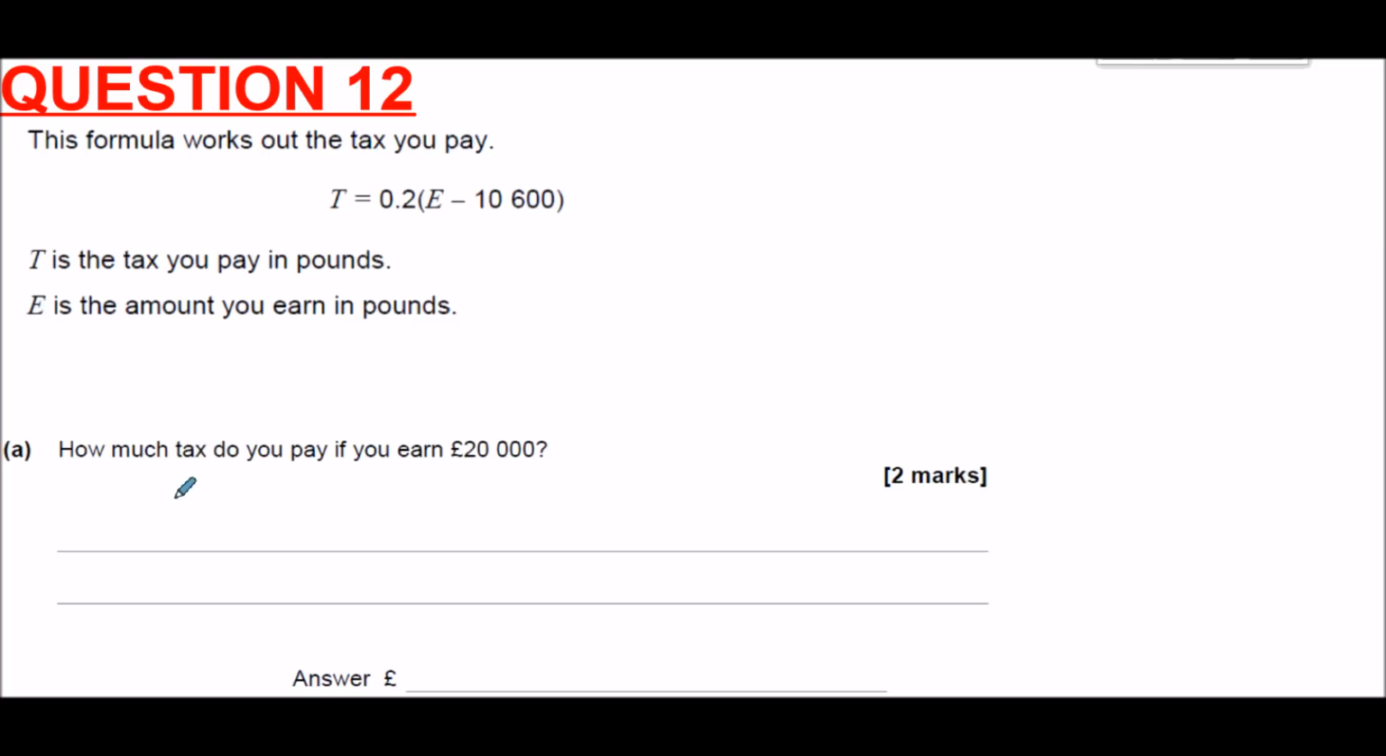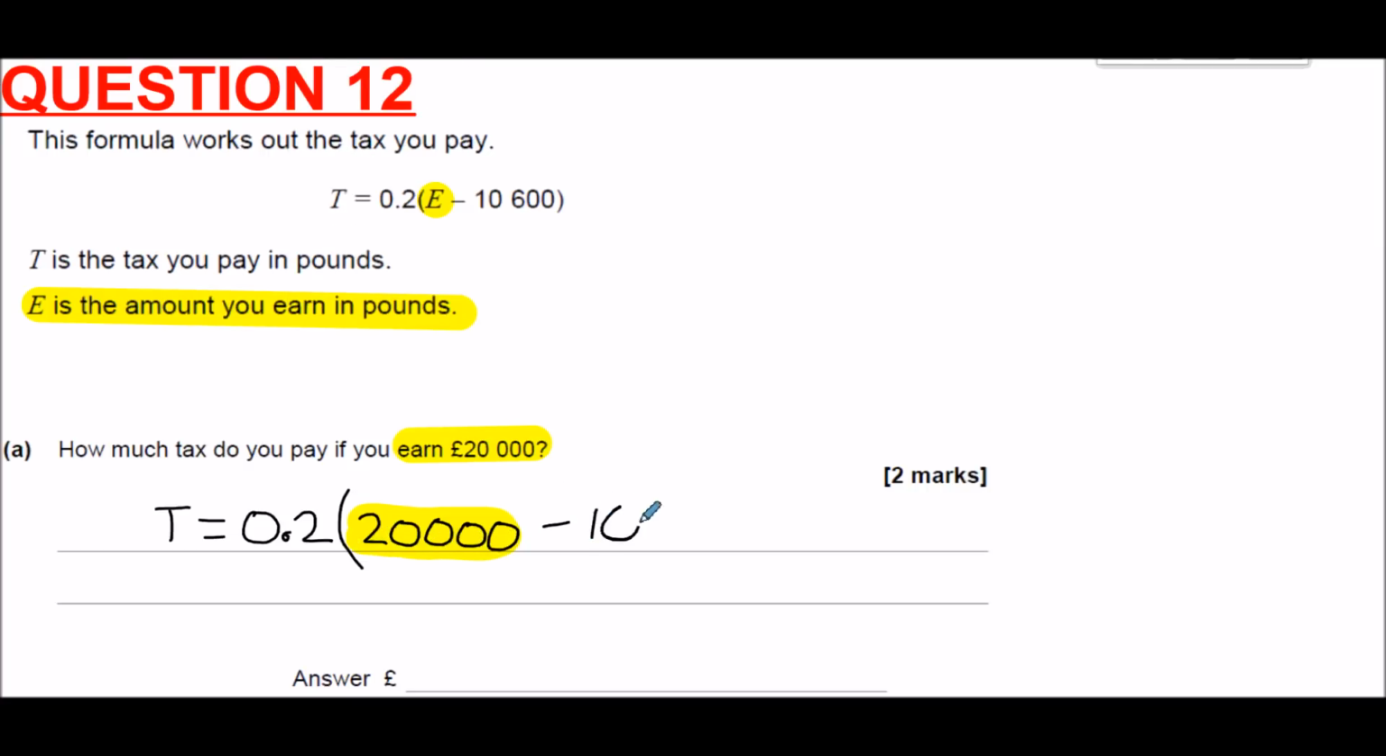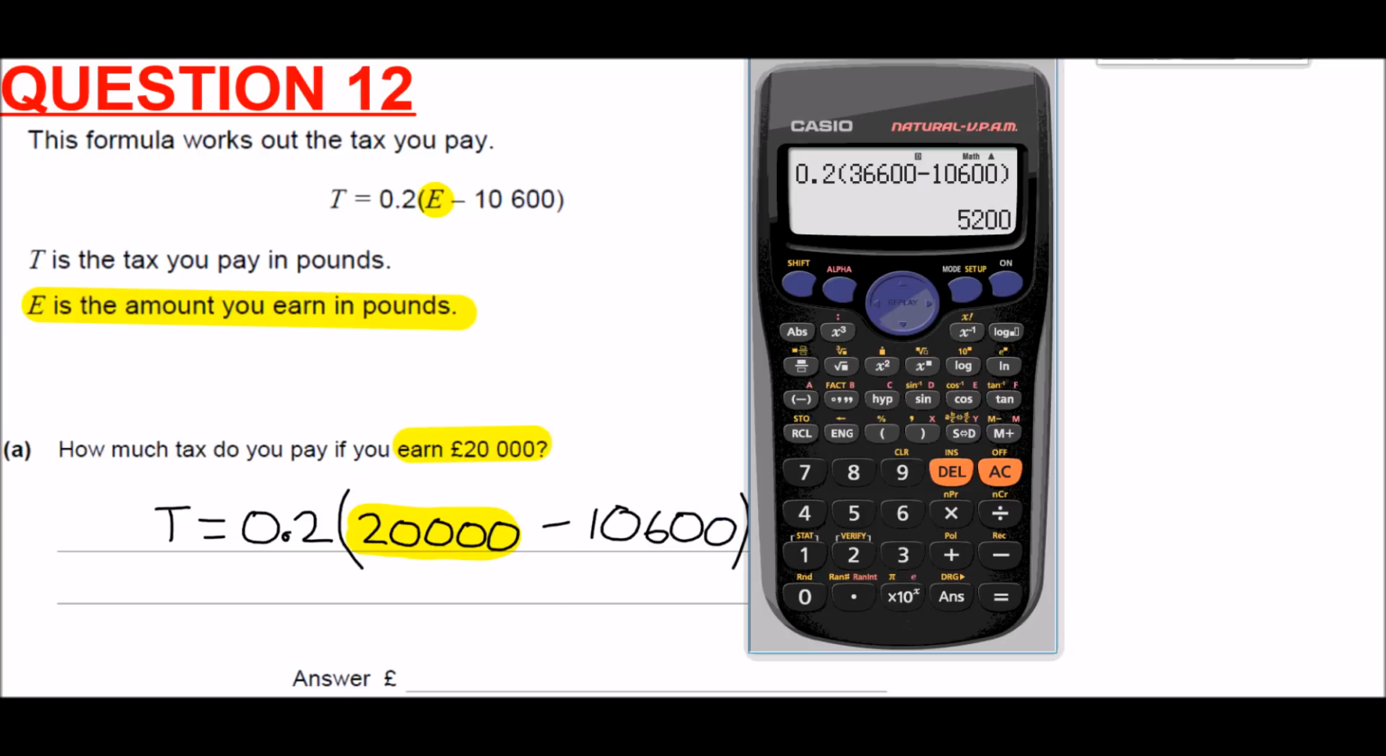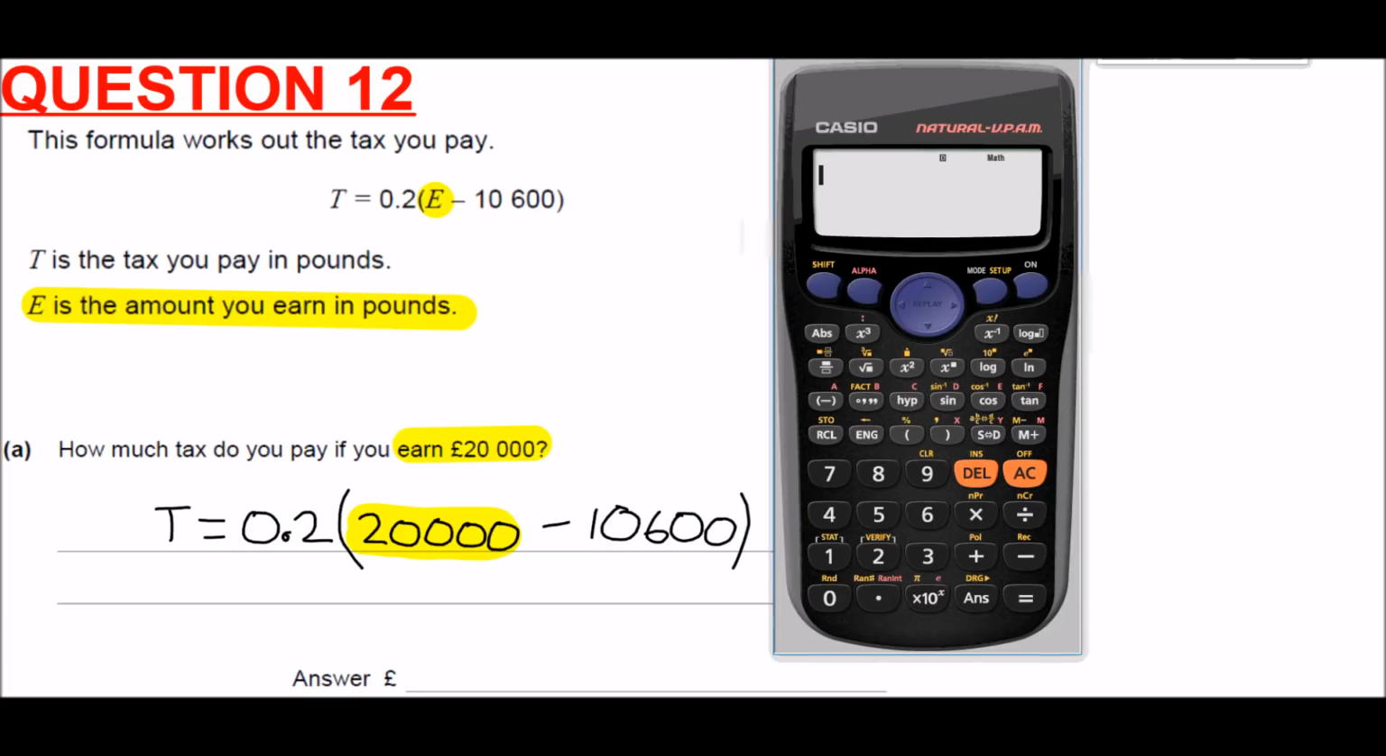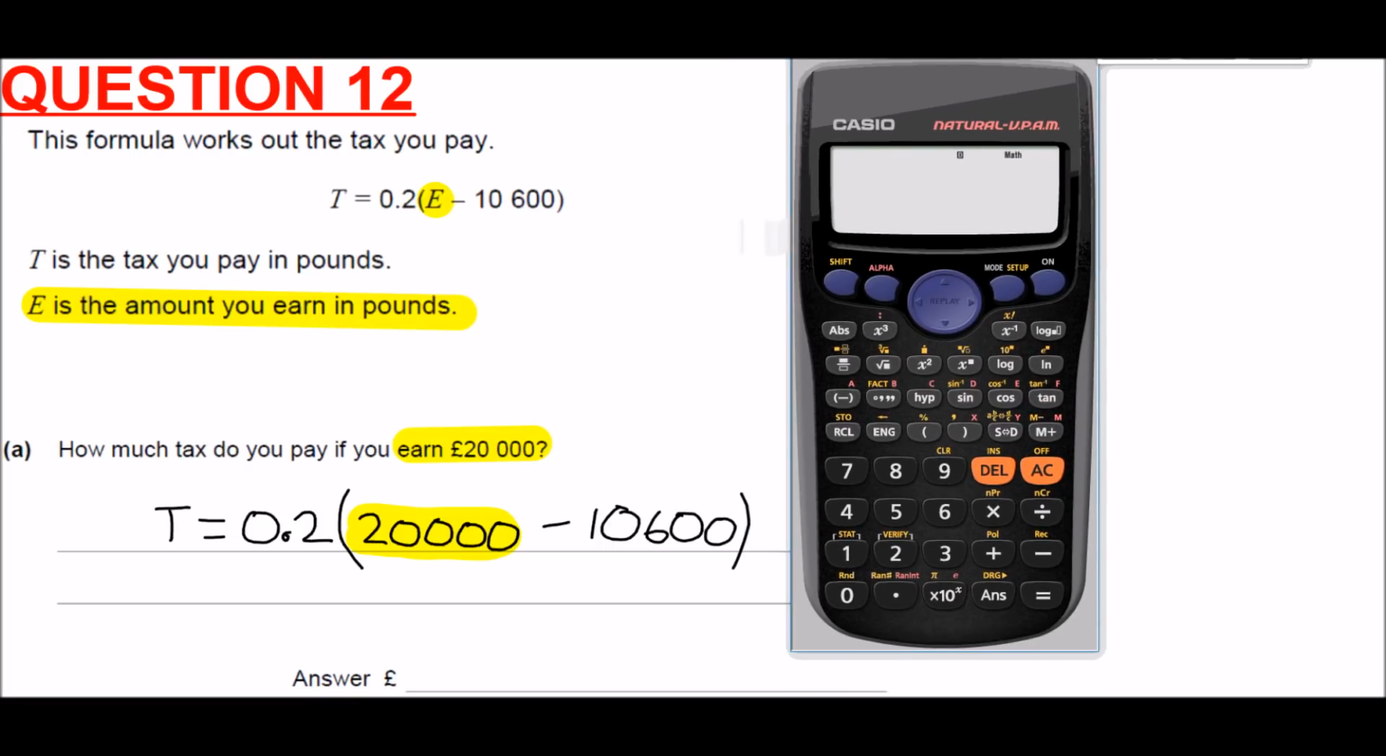And so how much tax you'd pay would be T equals 0.2, open brackets. Now E is the amount earned. And so if E is the amount earned, and in this question we're saying earn 20,000, we can substitute in 20,000 for the value of E. Because E is, in this case, 20,000. Then minus 10,600. If you take the time and effort to invest and master a decent calculator, like this one here, I'm not saying this is the only good calculator, but it's very good. It's a Casio FX83.